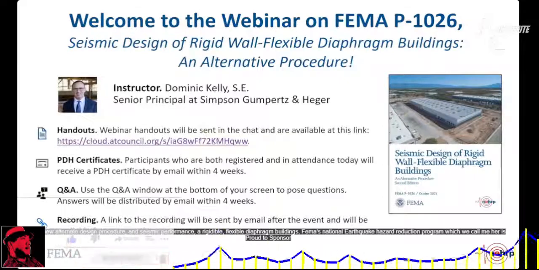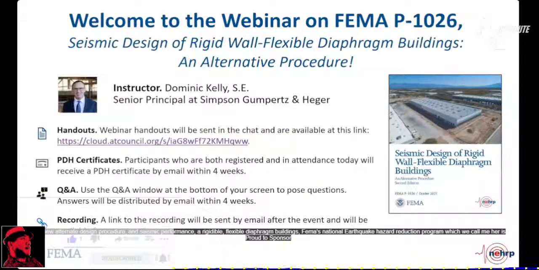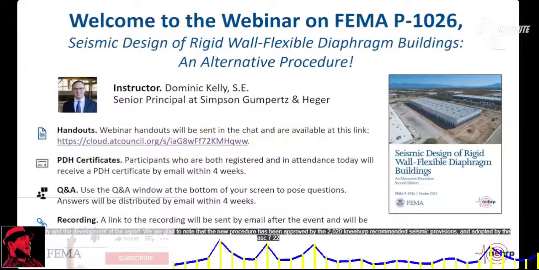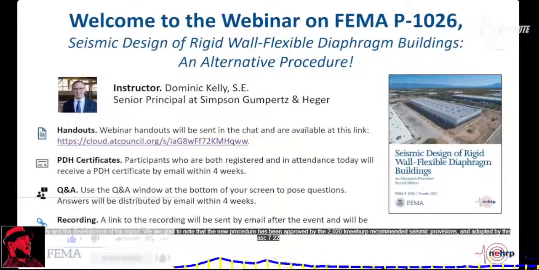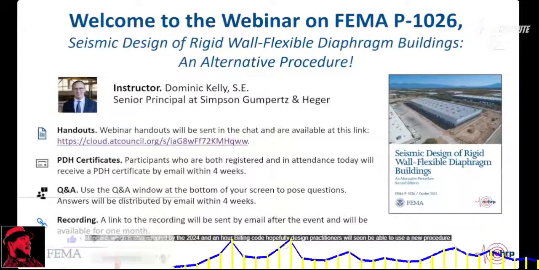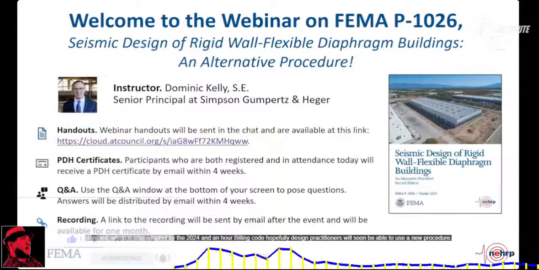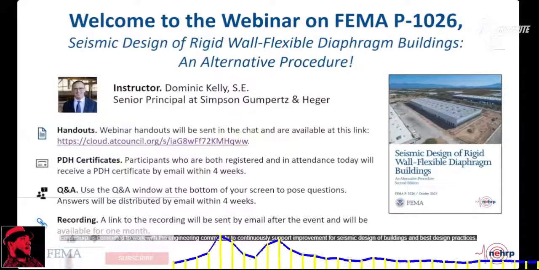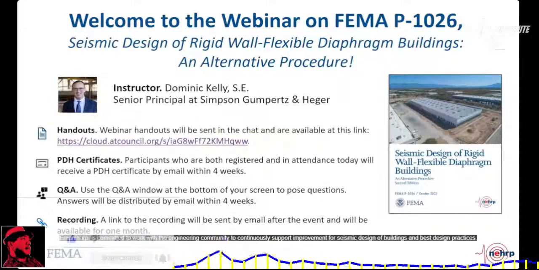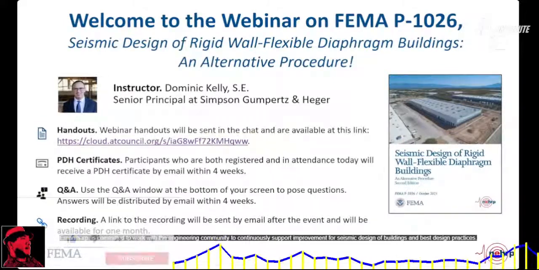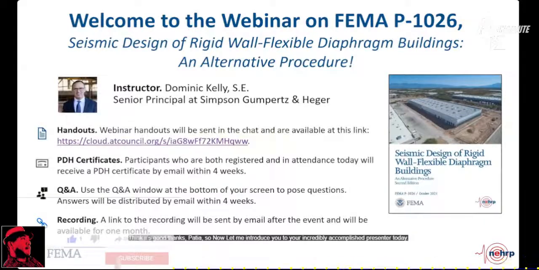FEMA's National Earthquake Hazard Reduction Program, which we call NEHRP, is proud to sponsor the study and the development of the report. We are glad to note that the new procedure has been approved by the 2020 NEHRP Recommended Seismic Provisions and adopted by the ASCE 7-22 standard, which is also adopted by the 2024 International Building Code. Hopefully, design practitioners will soon be able to use the new procedure. FEMA NEHRP is committed to work with the engineering community to continuously support improvement for seismic design of buildings and best design practices.